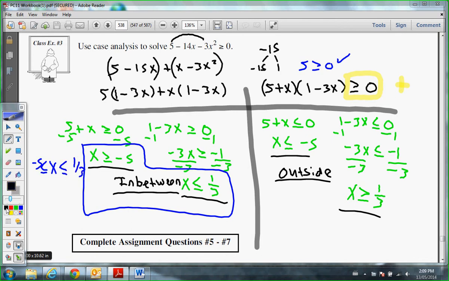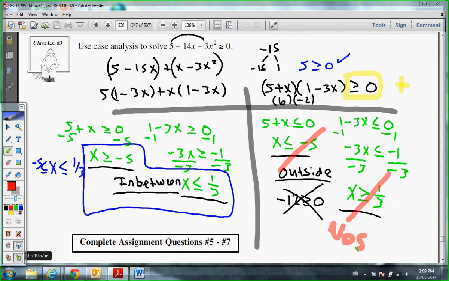Just to double check, let's try the other side. Let's try greater than or equal to 1/3. Let's go with 1. That's an easy one. So if I do 1, I'd get 6, and I'd get negative 2. 6 times negative 2 is negative 12. Negative 12 is not greater than or equal to 0, so that would not be correct. So we can go ahead and conclude that the right side is the no solution side.